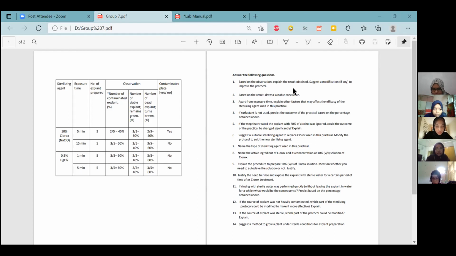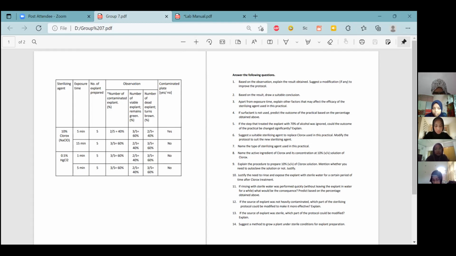And for the Clorox, the exposure times assessed are 5 minutes and 15 minutes. And we discussed putting 5 explants too, same as the mercury chloride. Number of contaminated explants for 5 minutes is 40%, number of viable explants is 60%, and number of dead explants is 40%, and the contaminated plate is yes. And for the 15th minute, the number of contaminated explants is 60%, the number of viable explants is 40%, and number of dead explants is 60%, and the contaminated plate is no.